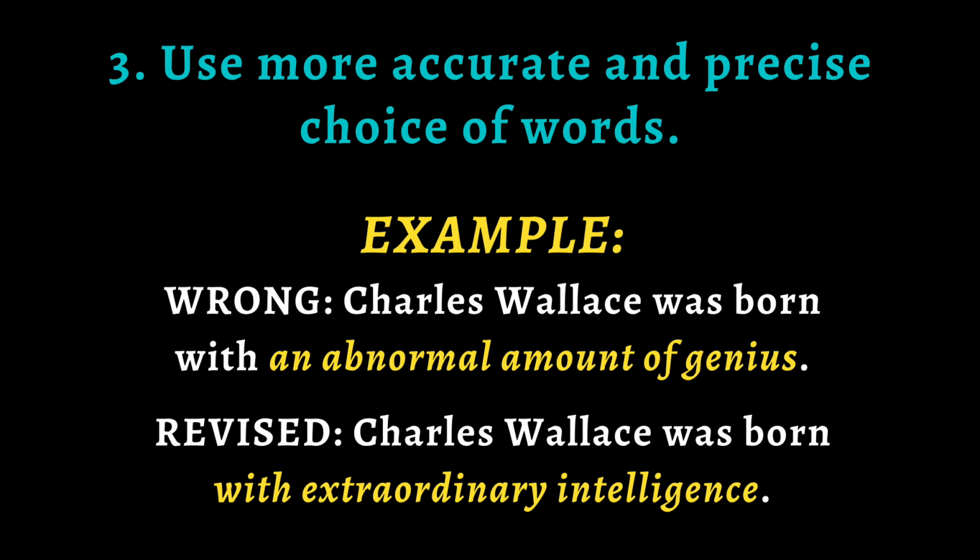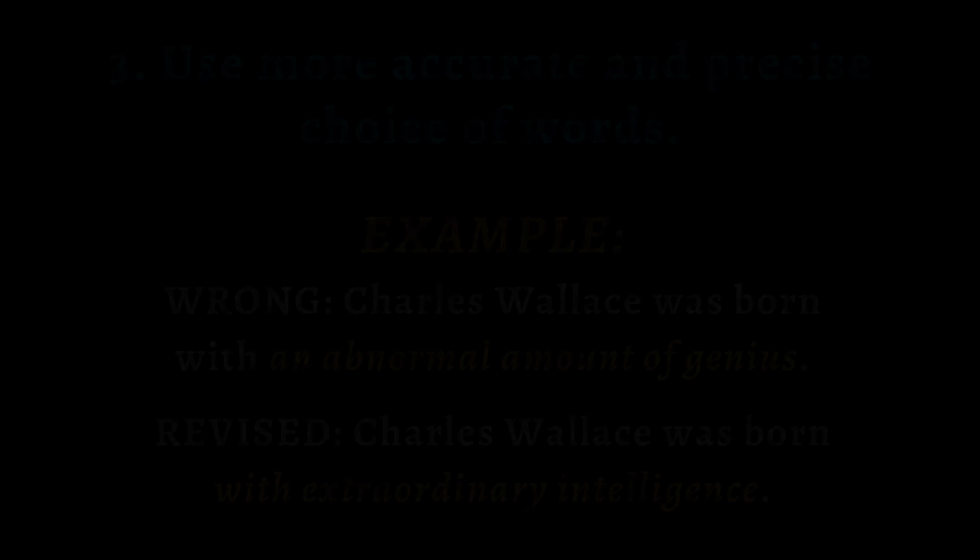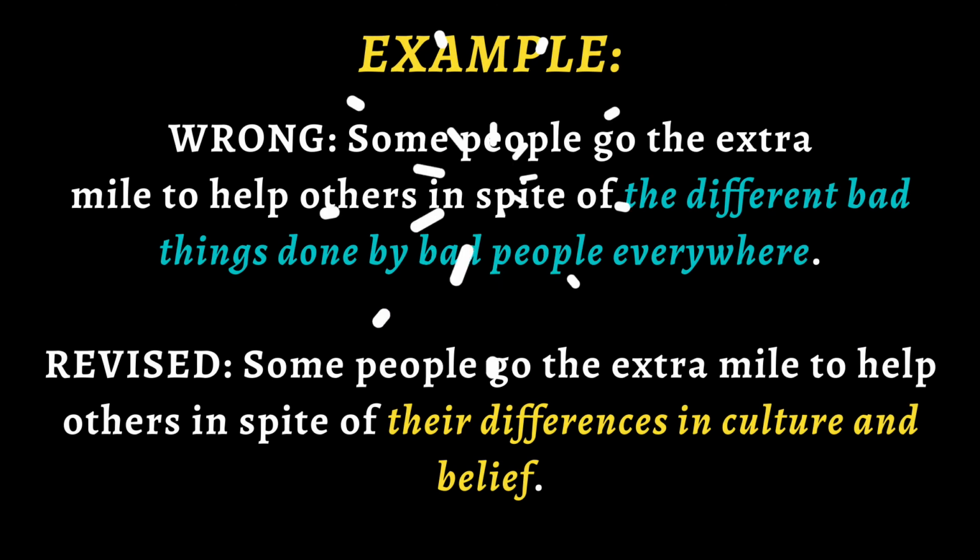Third, use more accurate and precise choice of words. Notice these examples. Charles Wallace was born with an abnormal amount of genius. Charles Wallace was born with extraordinary intelligence. Some people go the extra mile to help others in spite of the different bad things done by bad people everywhere. Some people go the extra mile to help others in spite of their differences in culture and belief.